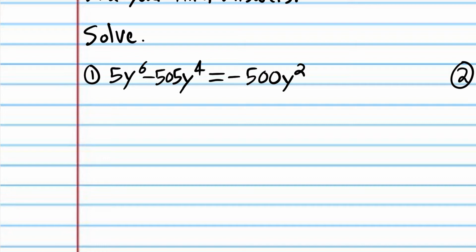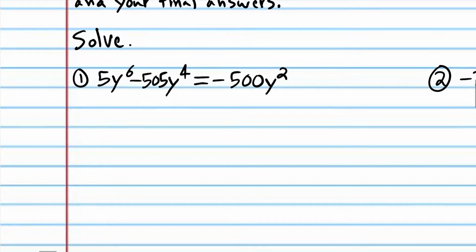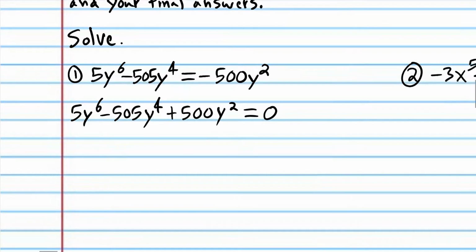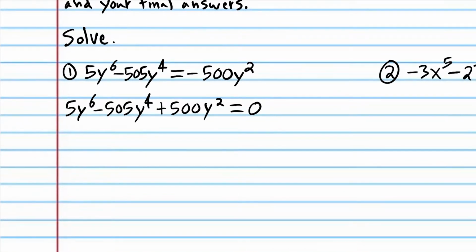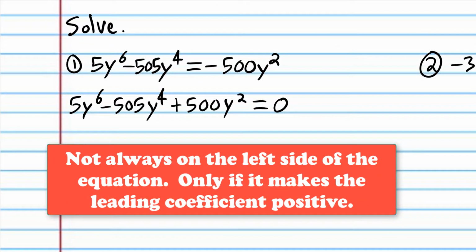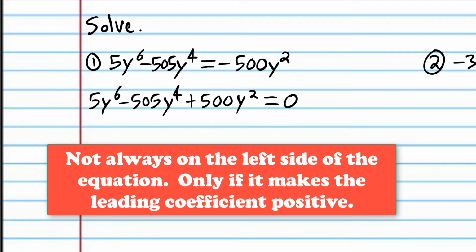we're trying to find y. What are the y values that make this equation work? Well, we're going to put everything on the left side of the equation. That's the first step. With these particular problems, these equations are not easy to solve. They require special methods. So that's just the typical way to solve these problems. We're going to put everything on the left side of the equation. And so I added 500y squared to both sides.